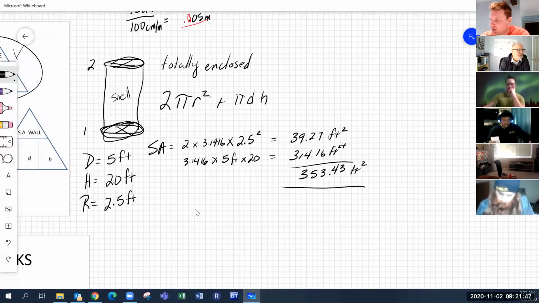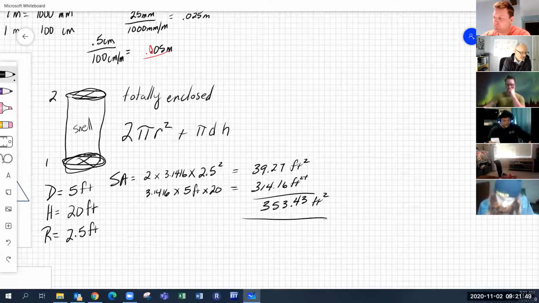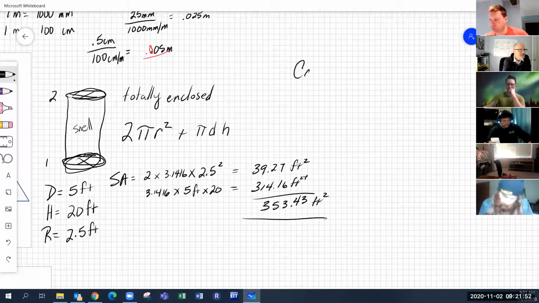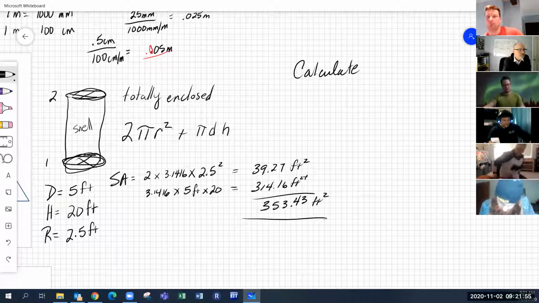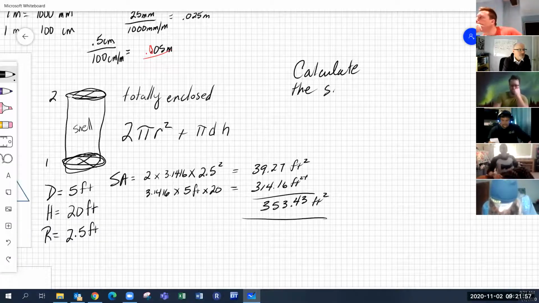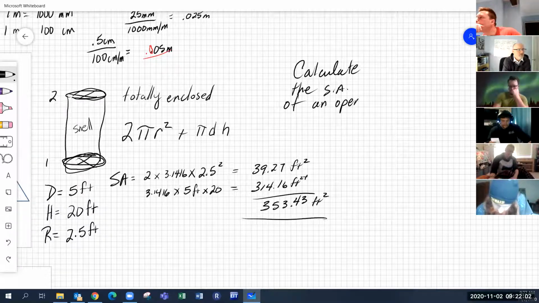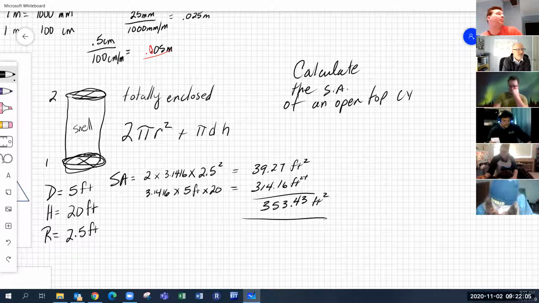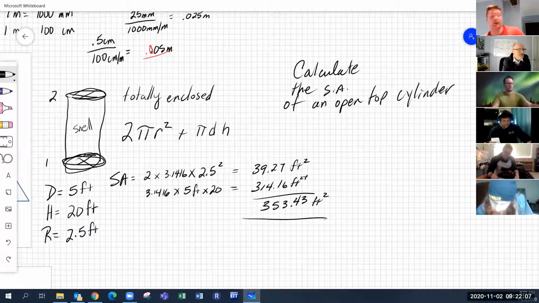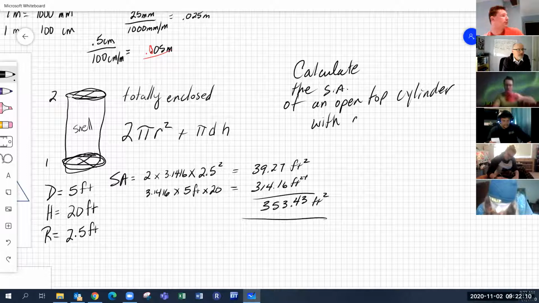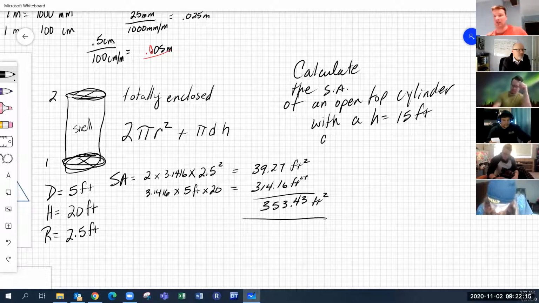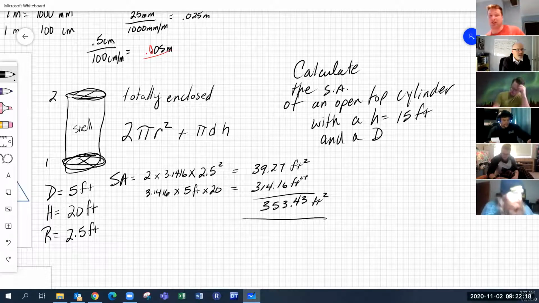Okay, here's the next question. I want you to calculate the surface area of an open top cylinder with a height of 15 feet and a diameter of 8 inches.